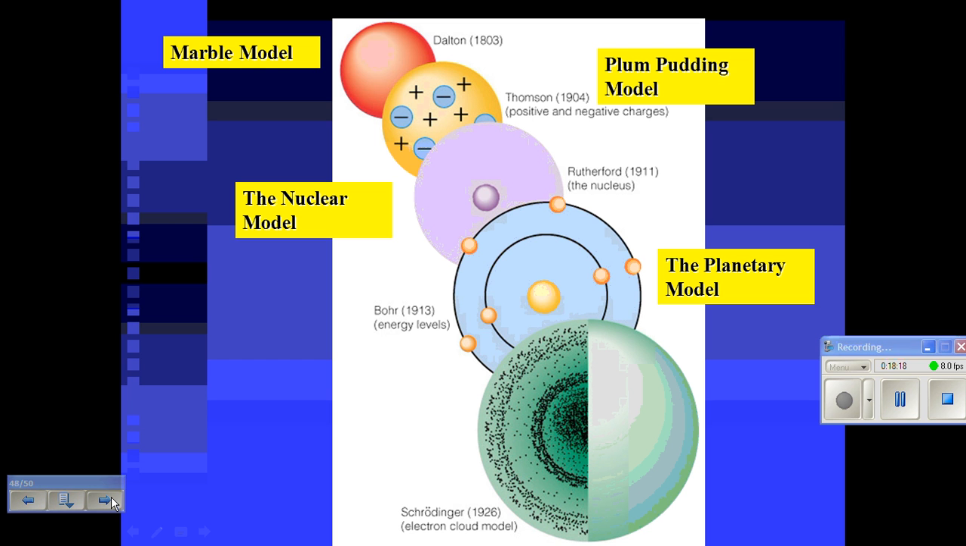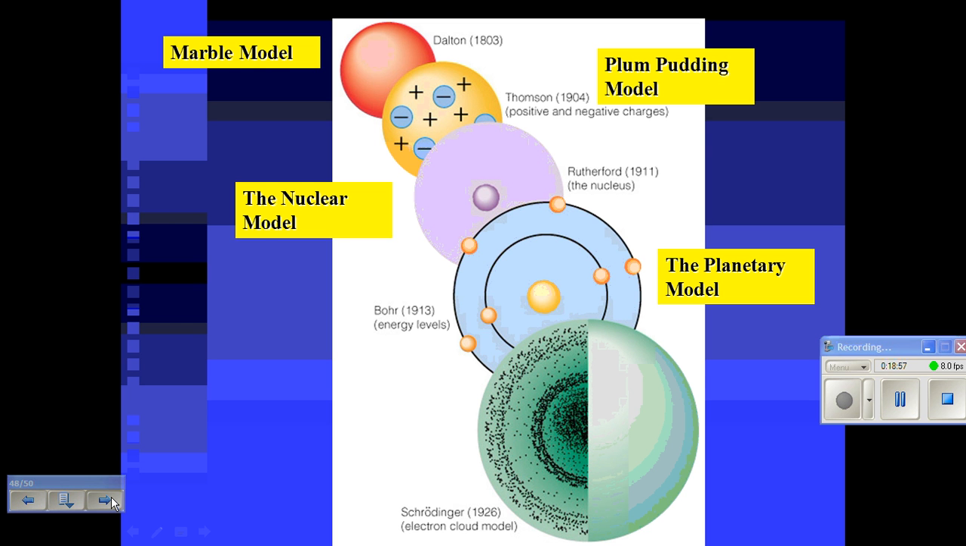So all of our models, the marble model, plum pudding, the nuclear model, the planetary model, and then obviously we've made other advancements, and since 1913, in the 20s, that's when we were able to discover and learn about orbitals, and now we've moved to looking at how electrons can act like waves and give off light and act like a particle and a wave.